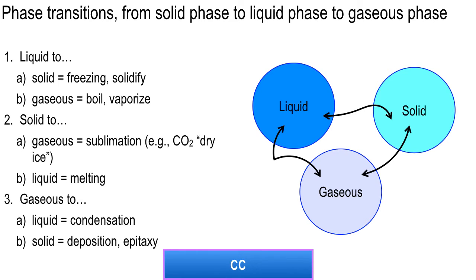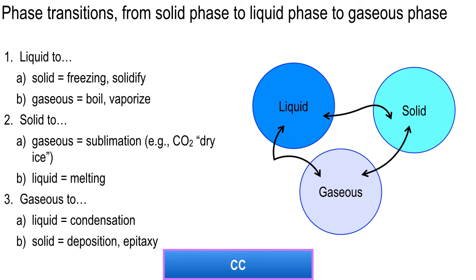Gaseous to solid. Okay, this is deposition, or the fancy word in the physics department is epitaxy. And it doesn't have anything to do with taxi cabs or Uber. It just means that you're slapping down something onto, or epi, another layer. Epi means onto or above.